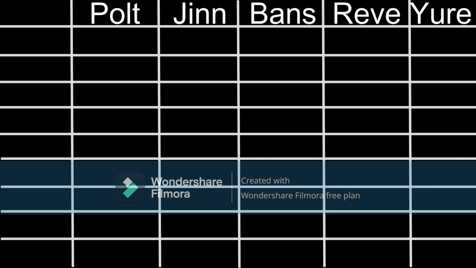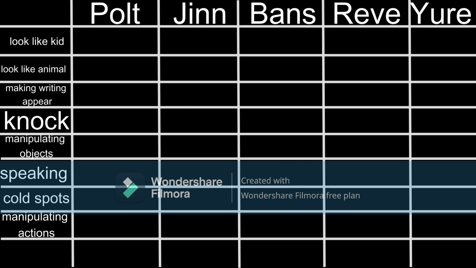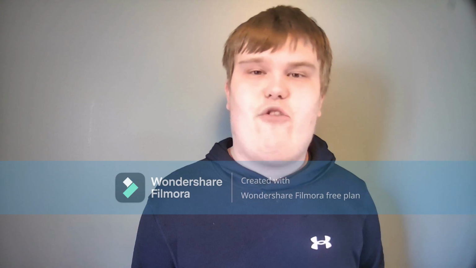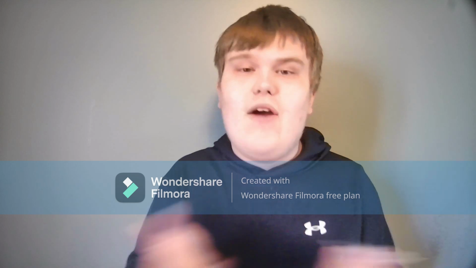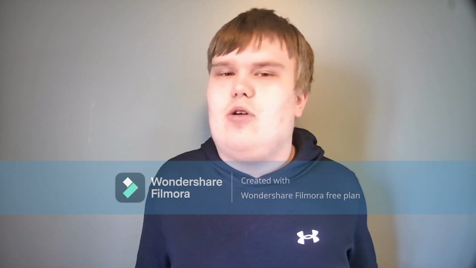In this case, we'll create a table, with the x-axis representing the type of spirit, and the y-axis representing some of the different paranormal phenomena that we see. Being look like a kid, look like an animal, making Ryan appear, knocking, manipulating of objects, speaking, creating cold spots, manipulation of people or their actions, and creating memories respectively. If you get ones all the way down, then congrats! We have a winner. If not, well then we'll have to get the one closest to.